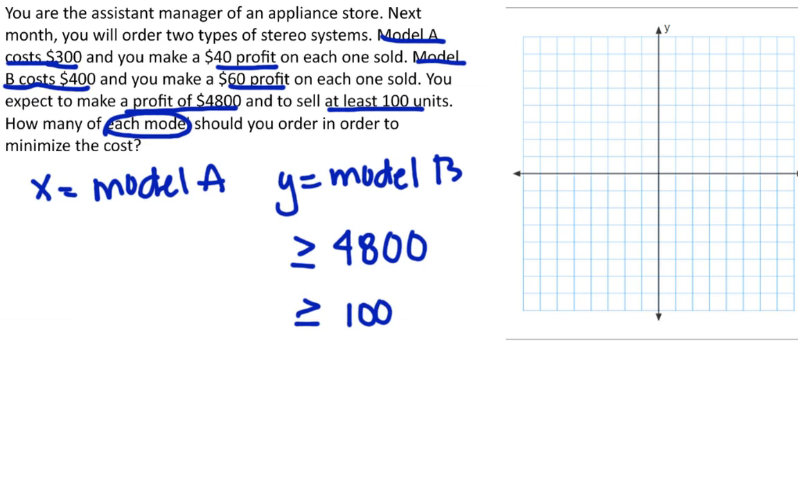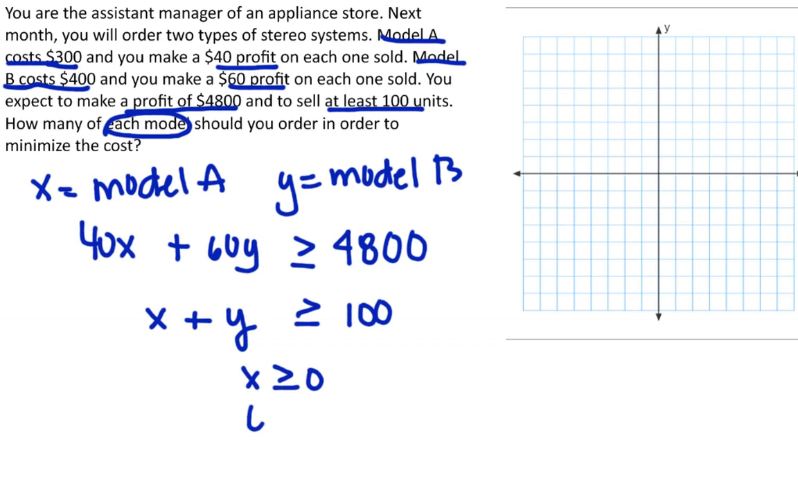So let's see, profit. We make $40 on Model A, so 40x will be the total profit for Model A. We make $60 on Model B, so 60y is the profit for Model B. When we're selling the units, we're going to add how many of A and how many of B we sell, so that's x plus y. And in this case, there's no restriction as far as whether I get negative units or not, so we're going to add in x is greater than or equal to 0 and y is greater than or equal to 0. That way we can make sure we do not have negative units.